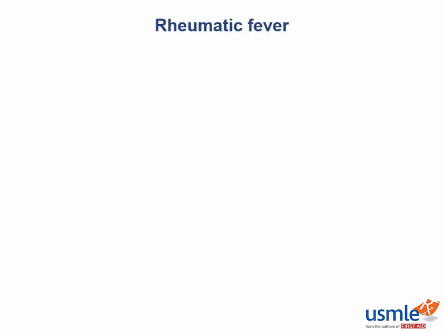Rheumatic fever is a traditional favorite that usually shows up in some way on step 1 because it combines immunology, micro, and pathology. Before we even start, let's take a second to make some things clear.